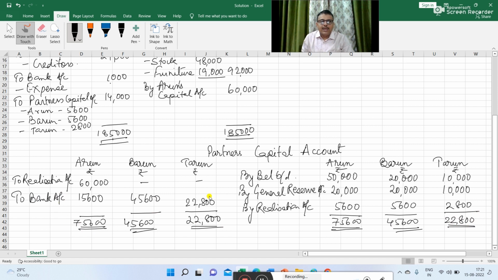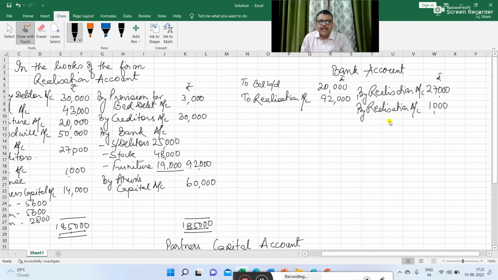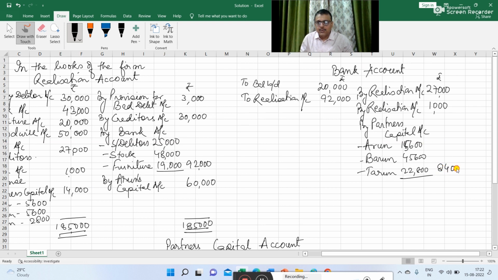Now we have to transfer the amount that was paid to Arun, Barun and Tarun in bank account. So in bank account we have to record by partners capital account. Arun is going to get 15,600, then Barun will get 45,600 and Tarun will get 22,800. So the total amount is rupees 84,000 and the total of debit side is 1,12,000 and the total of credit side is also 1,12,000.